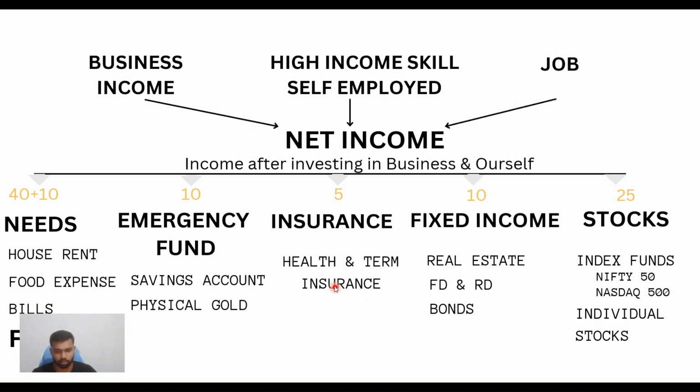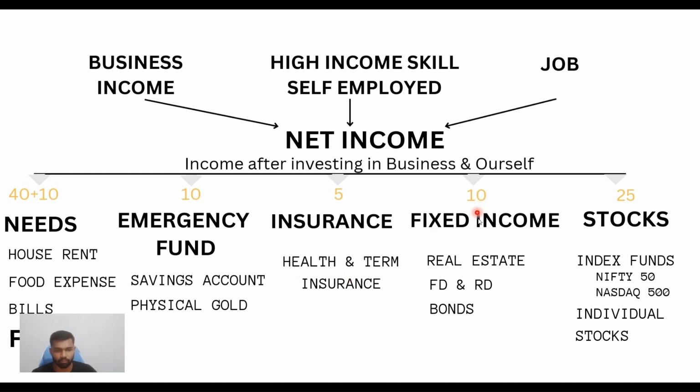Now the 5 percent of our income we should invest in insurance policies like health and term insurance. Health insurance is a must. We cannot predict our health in the future, so we should always be prepared by investing some money in health insurance and term insurance. Term insurance I don't recommend. If you have an asset and follow this procedure for a long time, then you will leave your asset to your family, so that they won't worry.